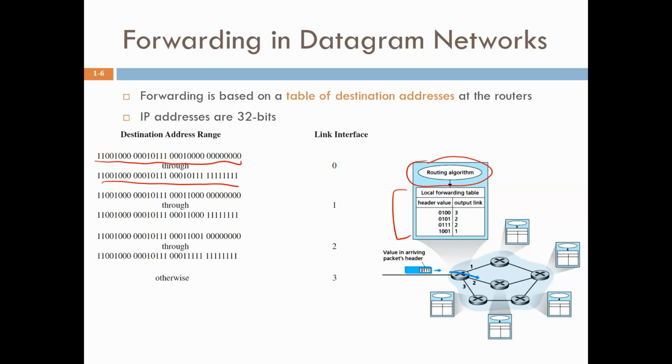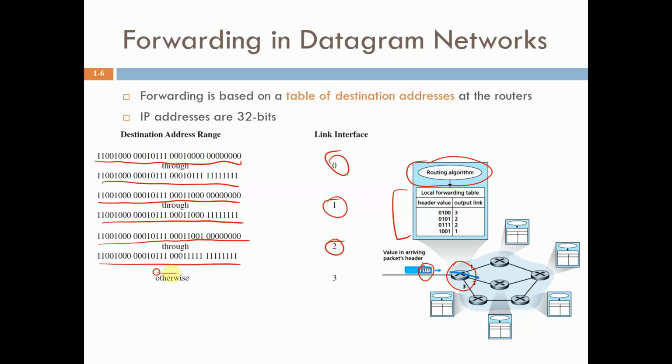this value, meaning that the destination IP address in the packet is anything between these two values, put the packet on link interface 0. If the destination IP address that you receive in the packet is anywhere between this value and that value, put the packet on link interface 1. If the destination IP address in the received packet is anything between this value and that value, put the packet on link interface 2. And this is what this router is going to do. It's going to receive a packet, look at the destination IP address, and figure out which range this destination IP address is in.